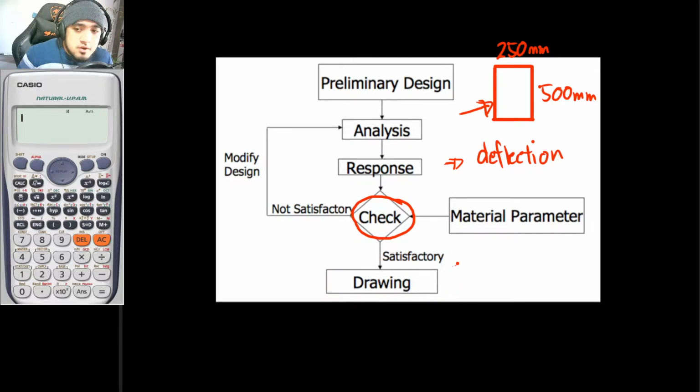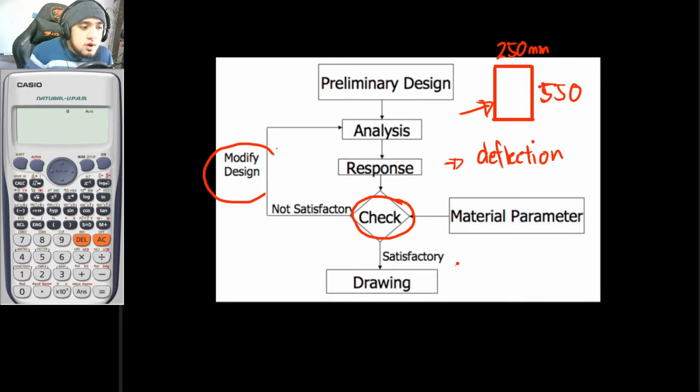Pero for example, that your section here fails. So for example, kulang yung section natin na to. So we will be modifying our design. So maybe let's increase the depth. So maybe in your modification, you have increased the depth by 50 mm. So for example, I will be erasing this. So for example, that your section is now to be 250 by 550.